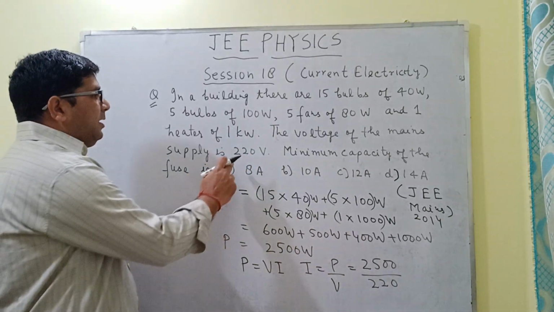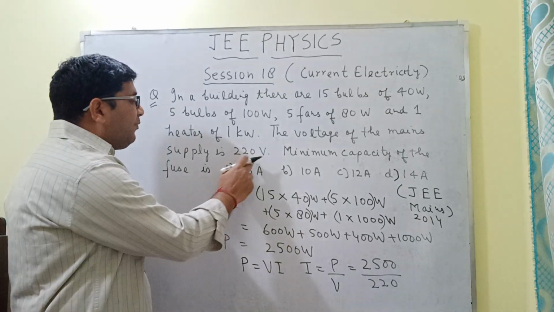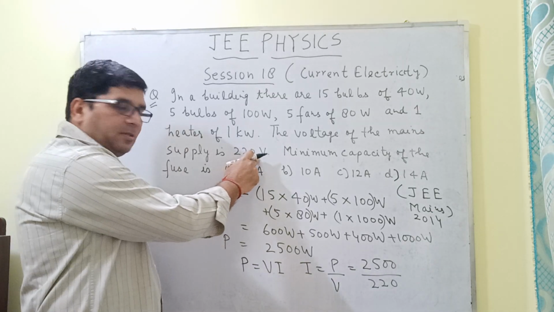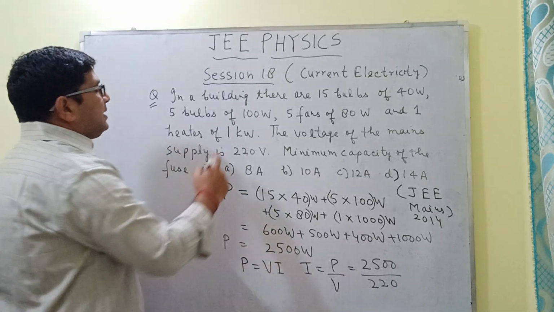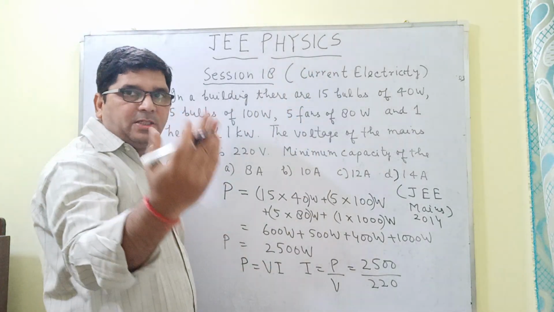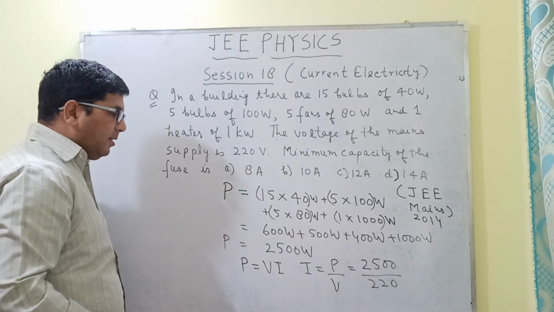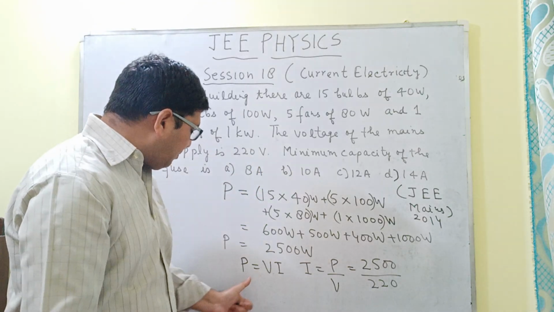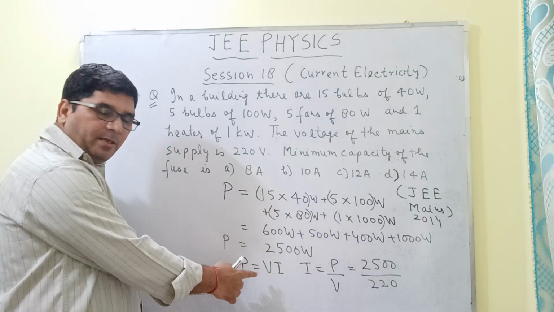Now this 220 volt is normally a single phase supply. Whenever you find the supply voltage as, let's say, 415 or 420 or 440, then it is a 3-phase supply. So this is a single phase supply. In the case of a single phase supply, the power rating is given by P is equal to VI.